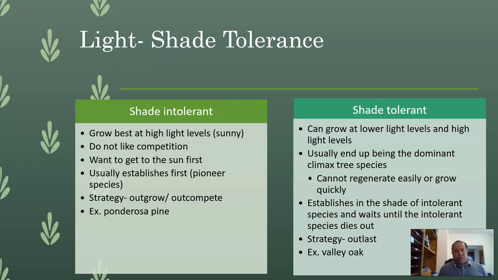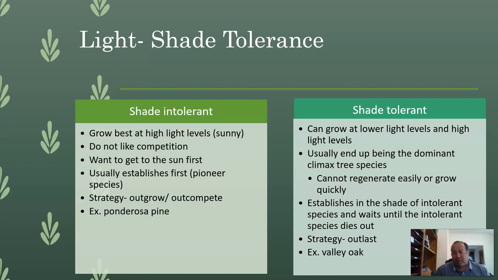A lot of conifer trees really end up being these shade intolerant trees. And the reason you can tell that is because of their triangular nature. They're trying to win that race to the sun first. So they're not going to spend a lot of time growing out. They want to spend their time growing up. So they want to outgrow and outcompete. So ponderosa pine is a good example of a shade intolerant tree.